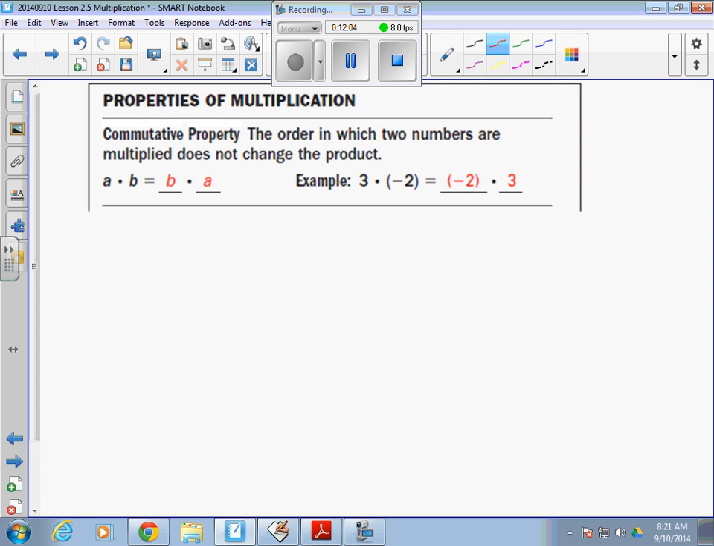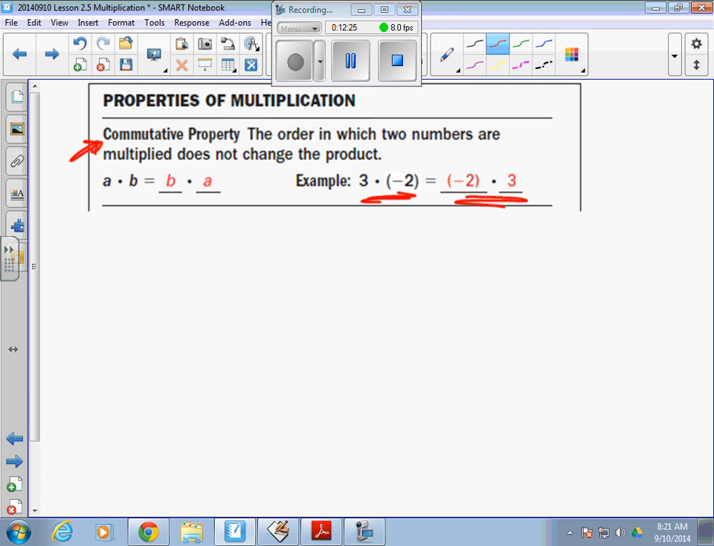Okay, then we talk about some properties of multiplication. We talked about the commutative property of addition. Remember, commute means that it moves from one side to the other. A times B is the same thing as B times A. Notice the same thing with this one. 3 times negative 2 is the same thing as negative 2 times 3. It doesn't matter what order you multiply in. It's still going to be the same.